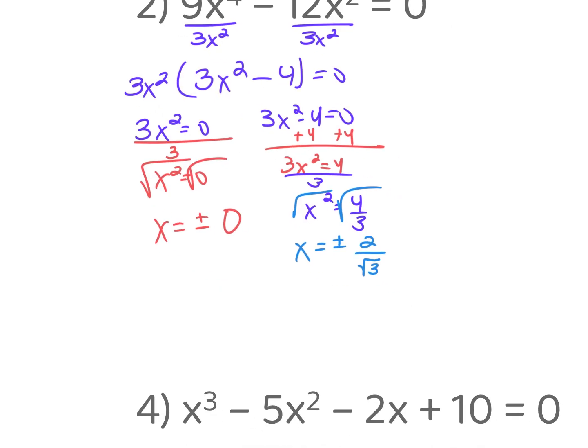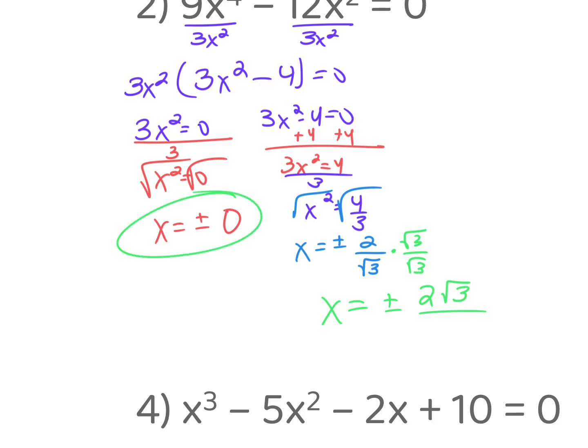There's a square root in the denominator, so we're going to multiply the top and the bottom by the square root that's in the denominator. So you get x equals plus or minus. In your numerator, you just stick those two together. 2 square roots of 3 over what number? 3. There you go. There's your 4 answers.